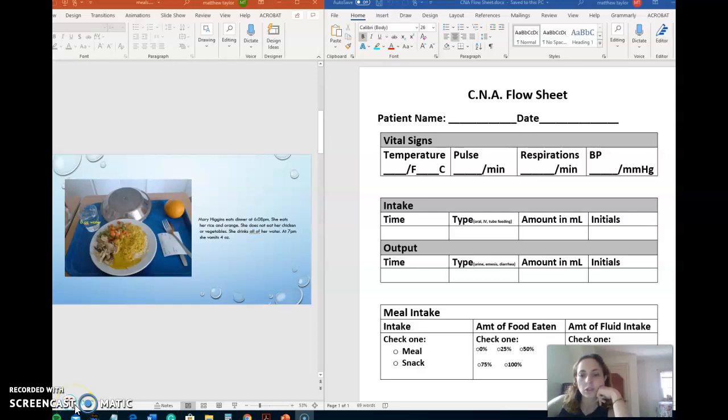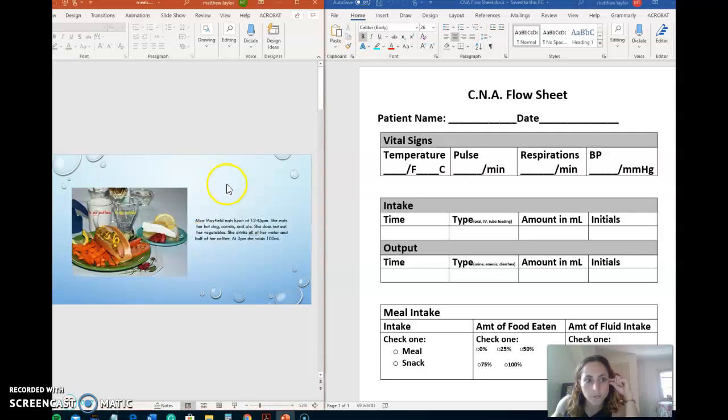I'm going to give you guys some instruction on how to complete this assignment in D2L on intake and output. This is an example of a flow sheet that you might see in a facility. Most of the time these are electronic now, so they will look a little bit different wherever you go. But I just want to go over some basic principles. I'm going to do the first one for you, and then the rest of the meals on the PowerPoint I want you to do yourself and submit to me.